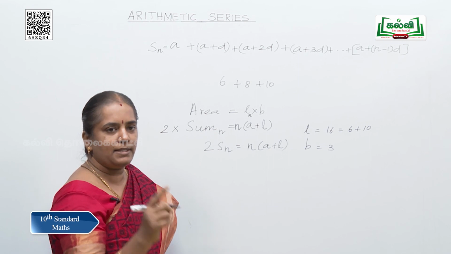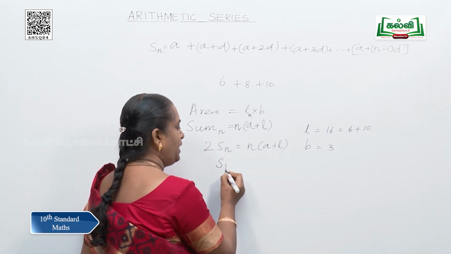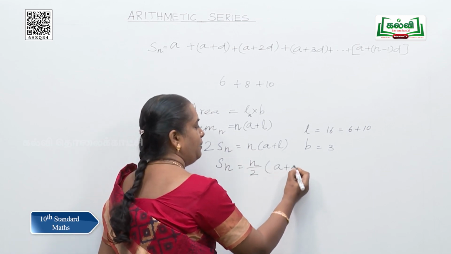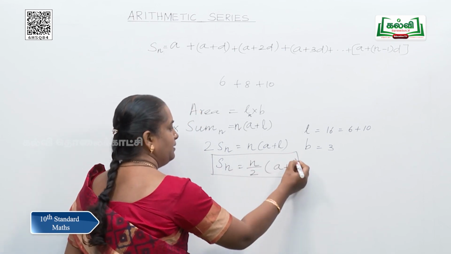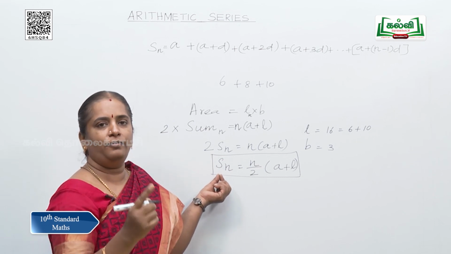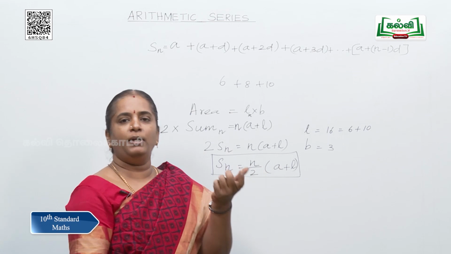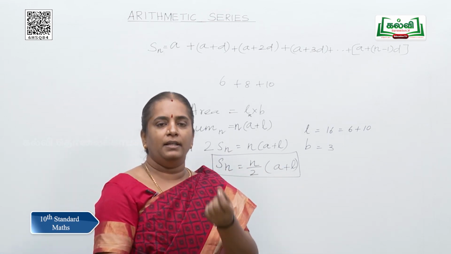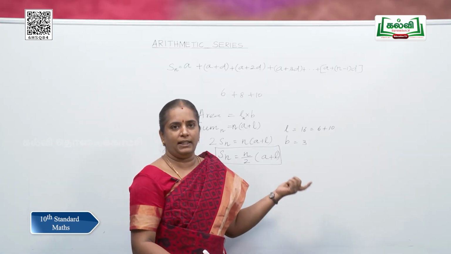I need the Sn only. So, I am going to bring this to this side. So, Sn becomes, yes, very good, n by 2 into (a plus l). This is our formula to find the sum of n terms of a series. Which series? Arithmetic series. So, Sn is equal to n by 2 into (a plus l) is the formula we will be using now. Shall we make it the other way?